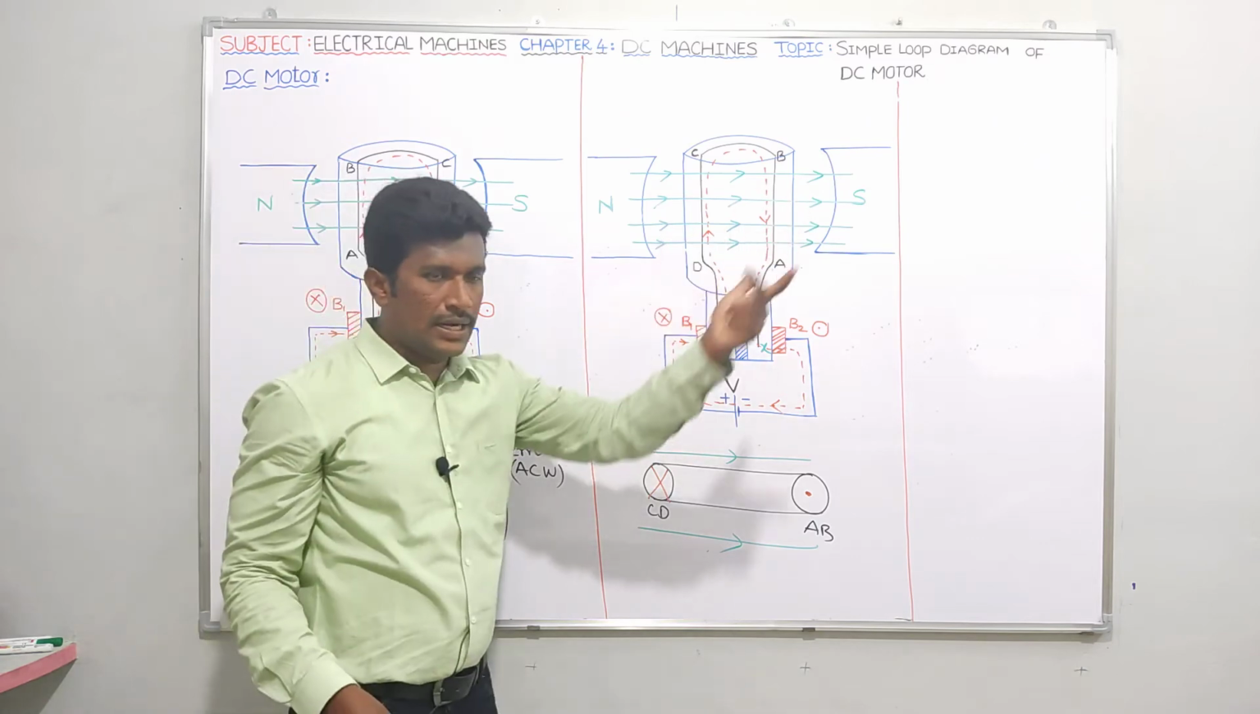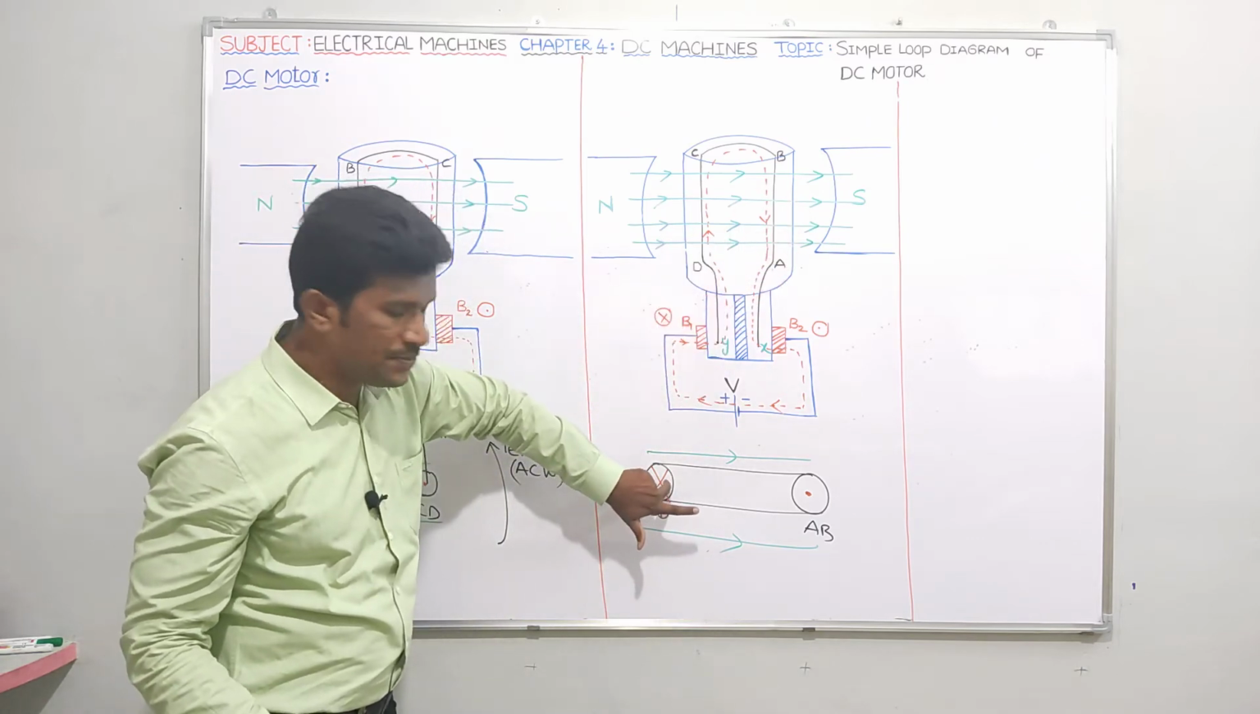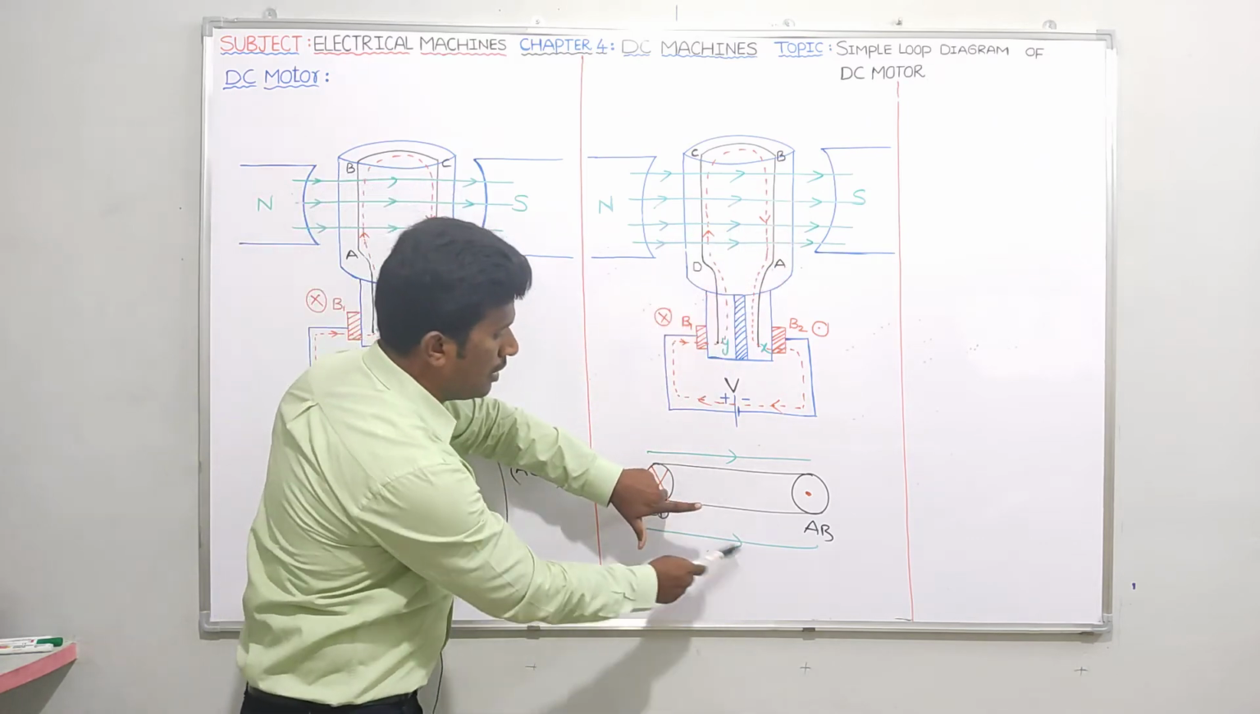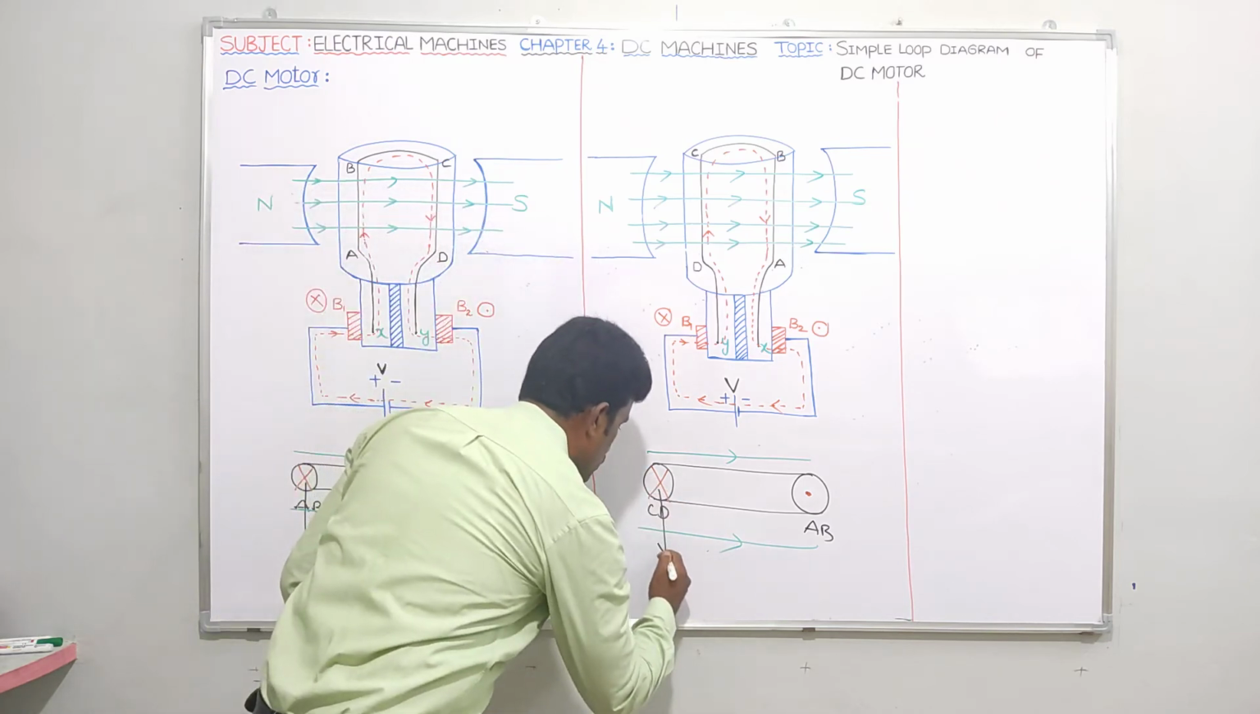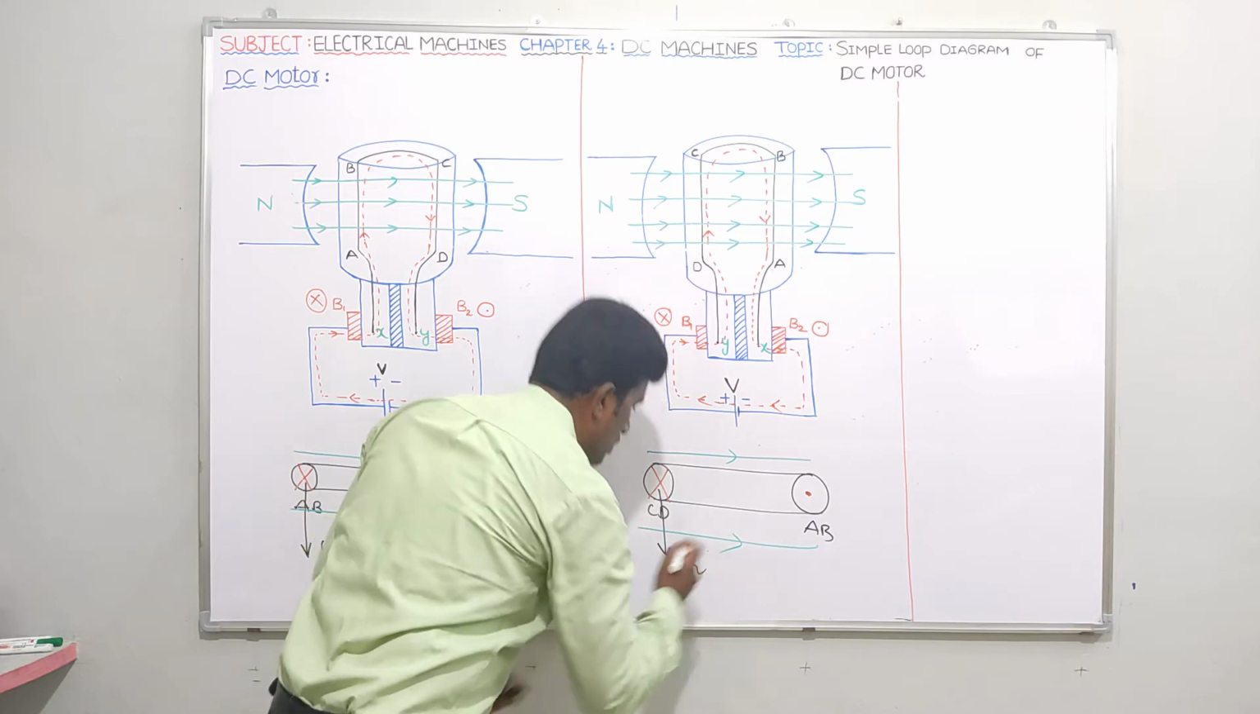When a current carrying conductor, center finger into the board, cross means into the board, is placed in a magnetic field, green color, it experiences force downwards. Force due to motor action downwards.